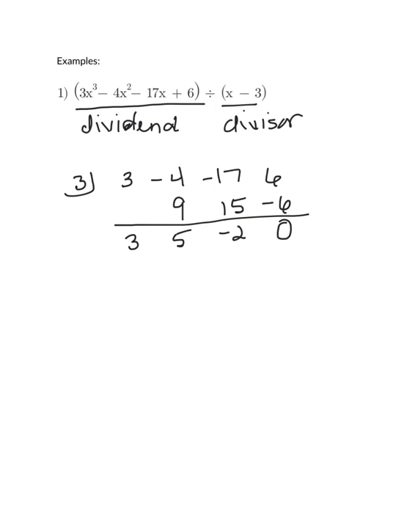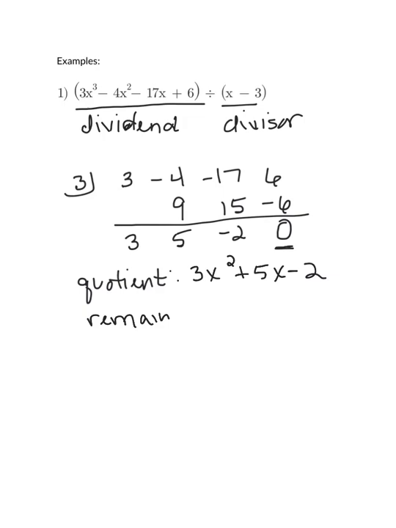So what we now know is that our quotient comes from the beginning part, starting with the 3. Your powers of x will be 1 less than what was in the original dividend. So my quotient will be 3x squared plus 5x minus 2. The very last space is always your remainder. Our remainder is 0.